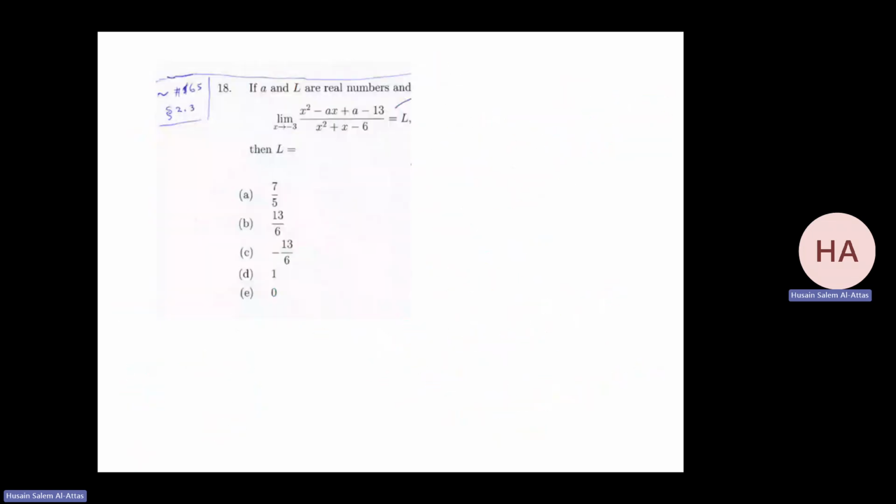Okay. Now we said this limit is equal to L. Find L. It means the limit exists. Yeah, by the way, this was term 212, okay? So I have the limit of the denominator.